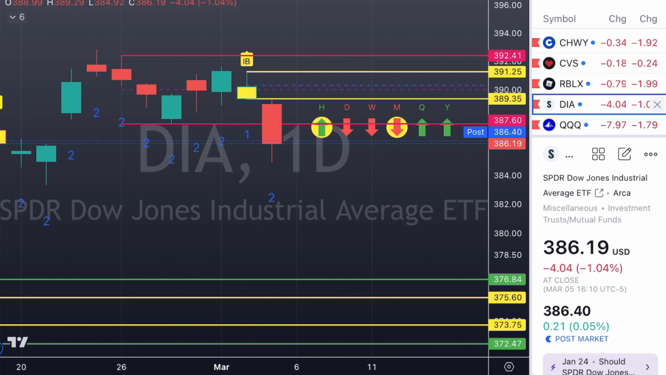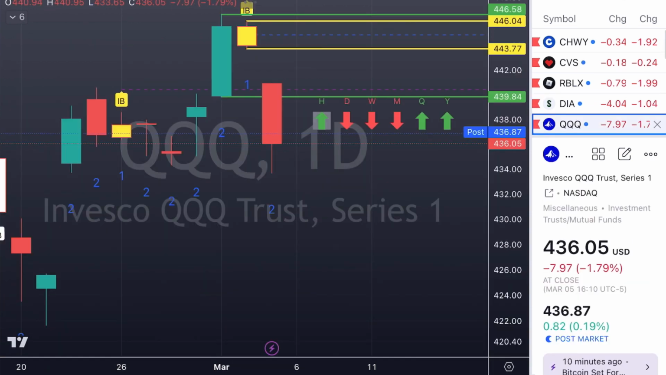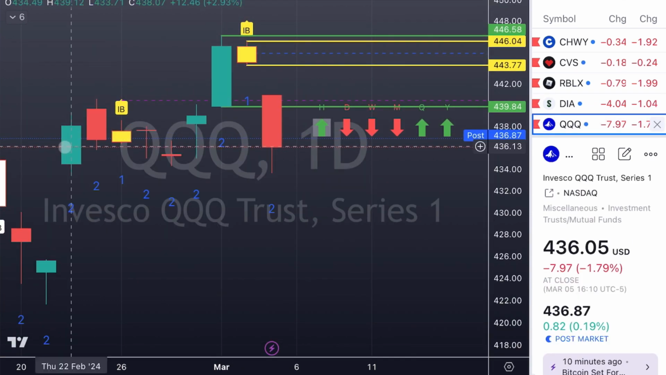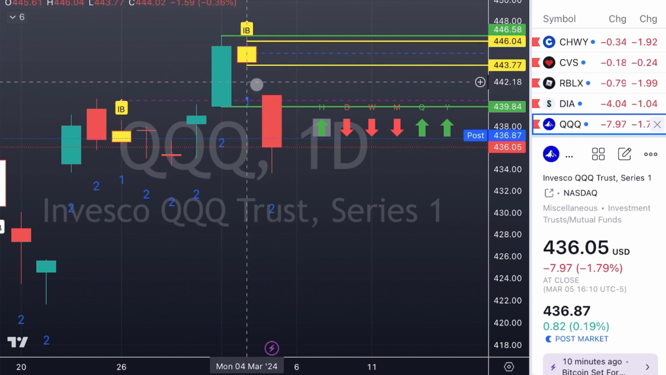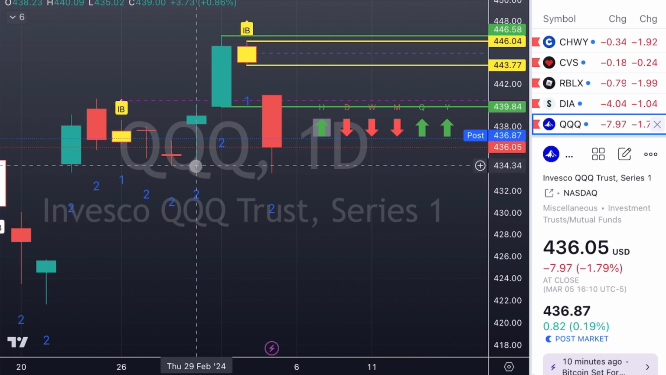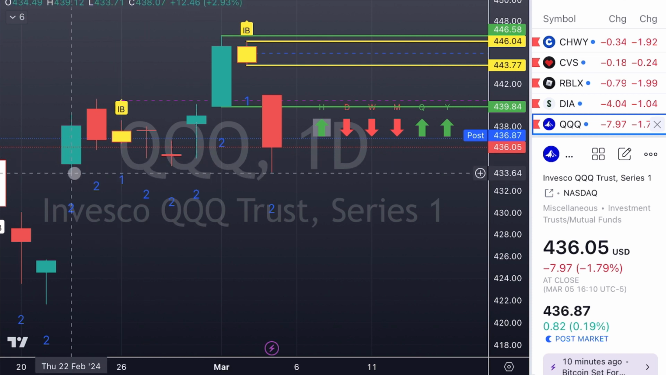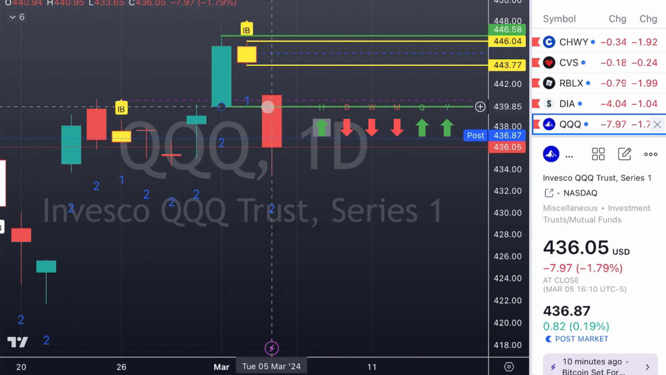So again, 3 of 3 on the top 5, and then QQQ again. It's no question. We gap down, we broke through, we hit target 1, we hit target 2, we hit target 3, and we hit target 4 before it reversed.